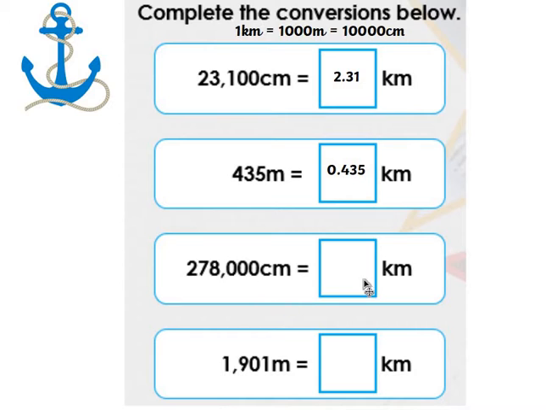278,000 centimetres. Again, we've got metres here, and our centimetres, we've got 278, 27 lots of 10, and then the 8. So it's 27.8 kilometres. And then our last conversion, 1,901 metres. So we know 1,000 equals 1, so 1.901. Remembering that placeholder is very important as that changes the value of the number.